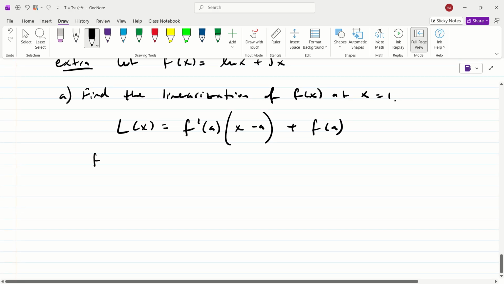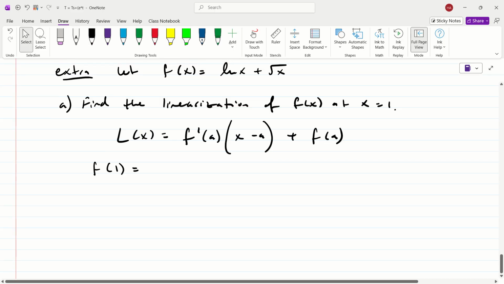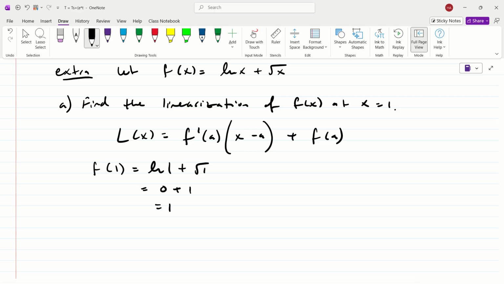So f of a is our f of 1. What's the value of our function at 1? Natural log of 1 plus the square root of 1. Natural log of 1 is 0, plus 1. That gives you 1. And if you're talking derivatives, f prime of x is 1 over x plus 1 over 2 radical x. And plugging in 1 into these functions, you got 1 over 1, 1, plus 1 over 2 times radical 1, 1 half, for 3 halves.